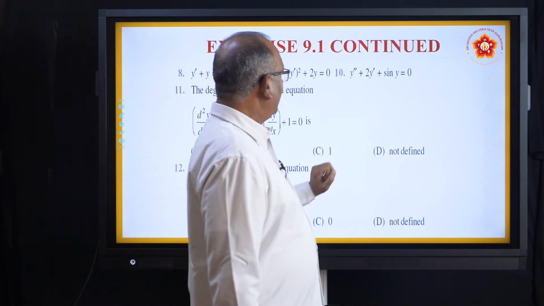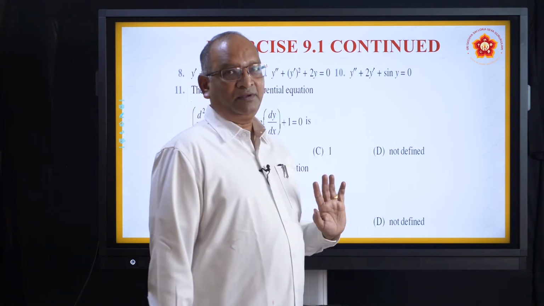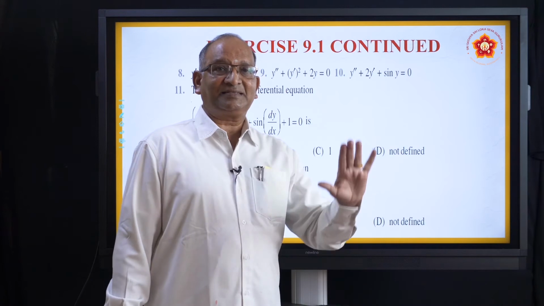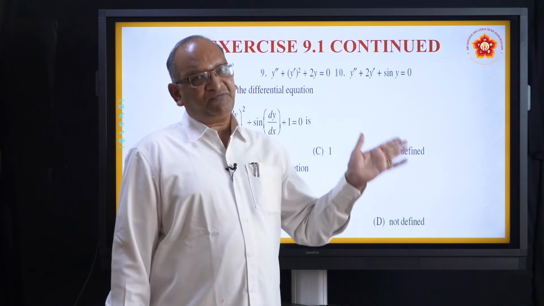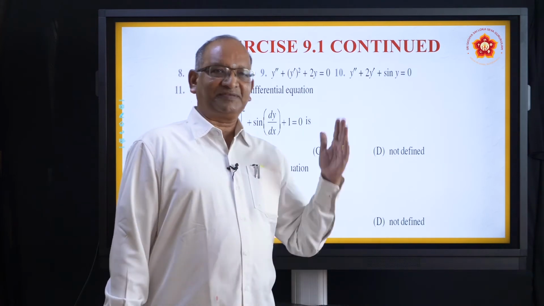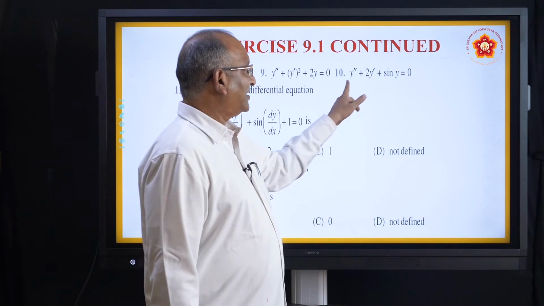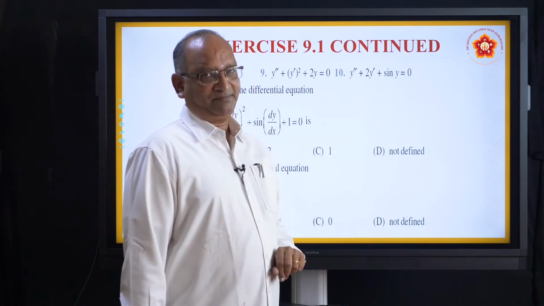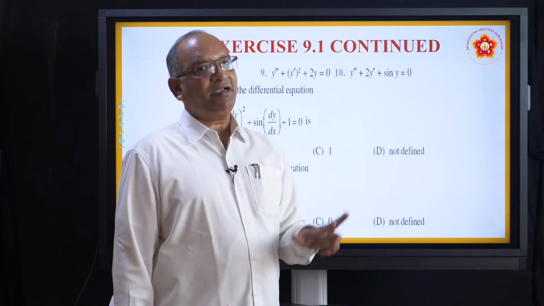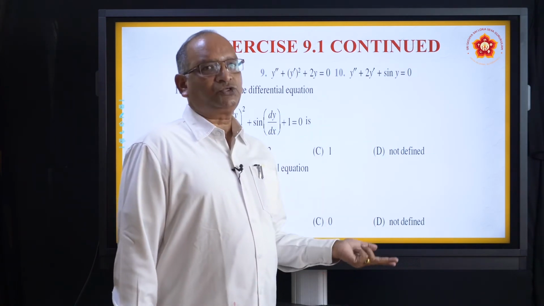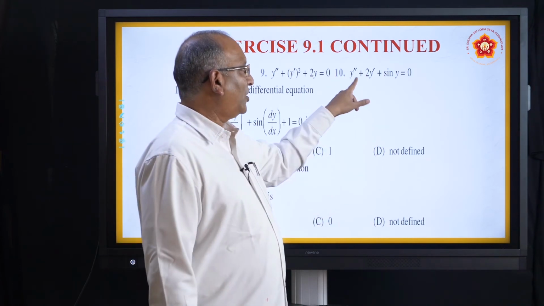Come to the 10th problem. Here you have y double dash and sin y. There is no problem as far as sin y, sin x, etc. are concerned. The problem is if there is sin of dy by dx or sin of d2y by dx square. So here we can define the degree. What is the highest order derivative? Y double dash, which means second order, so its order is 2. And what is its power? Nothing is mentioned, which means 1. So it is second order, first degree.